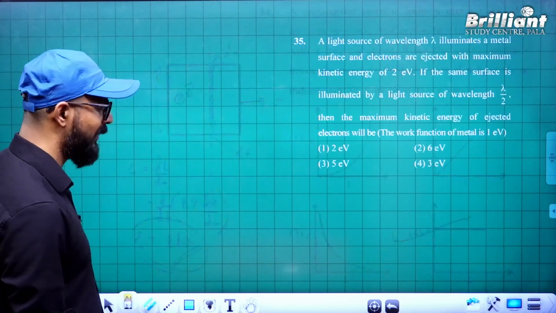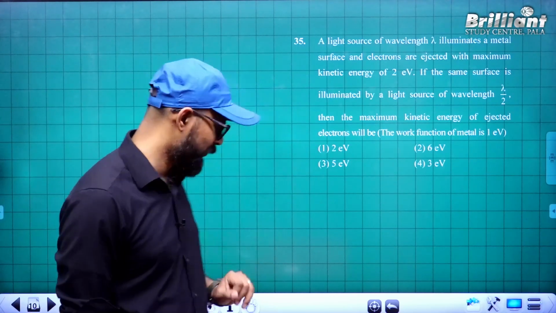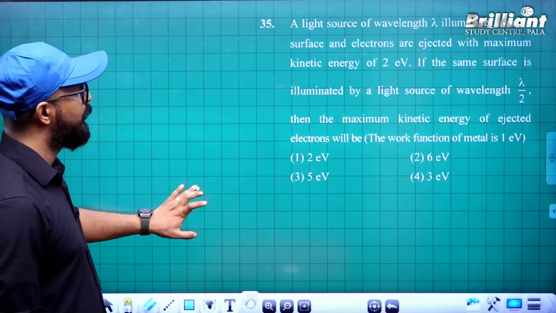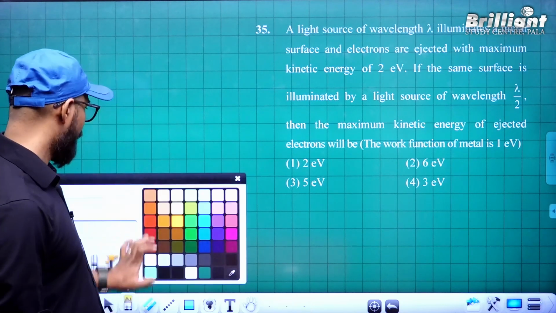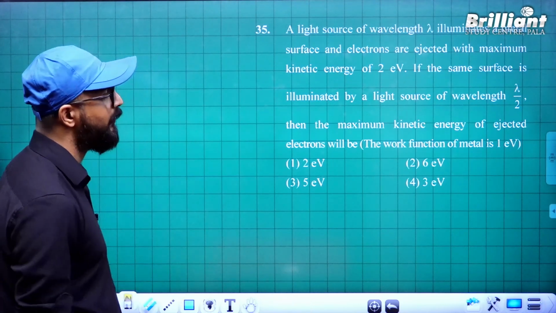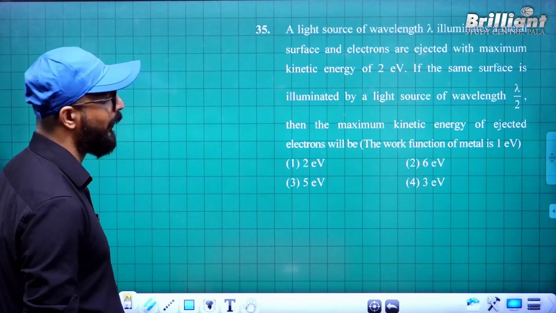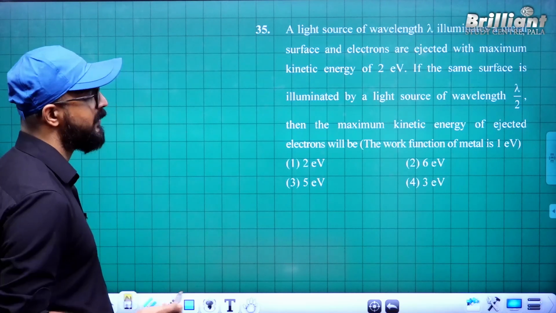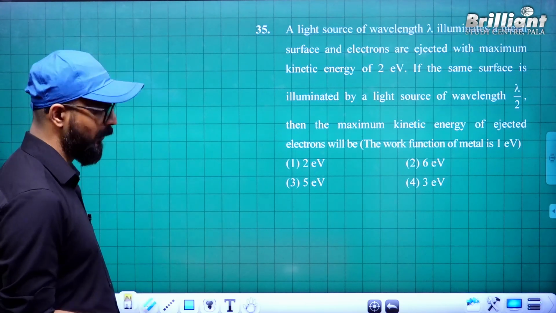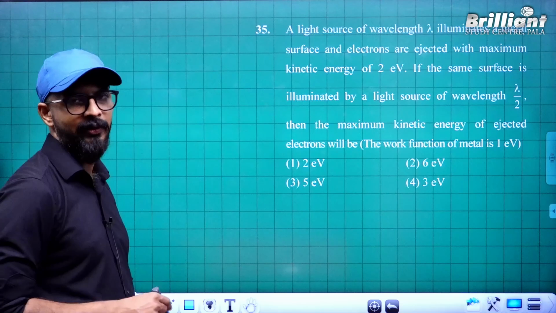So in the NCERT, they have actually given an explanation to it. So please check that out. A source of light of wavelength lambda illuminates a metal surface and electrons are ejected with maximum kinetic energy 2 electron volt. If the same surface is illuminated by a light source of lambda by 2, the maximum kinetic energy ejected will be? The work function of the metal is given.